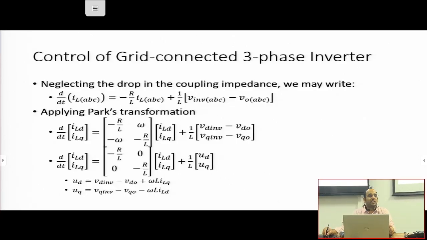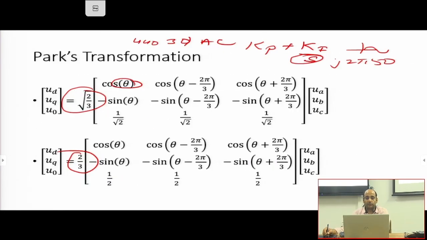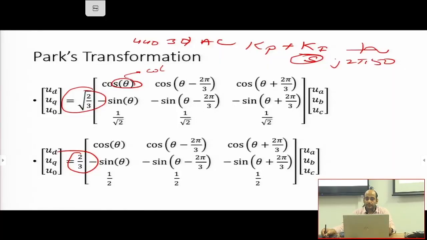Now take the Park transformation of the differential equation. And that is where the interesting thing comes up. We have discussed so far how to take the Park transformation of ABC to DQ, right? But now the transformation of the differential equation. That means you have to take d by dt of all these things. Yes or no? Now what happens if you take d by dt of all these things, this theta can be written as omega t. Theta is nothing but omega t.